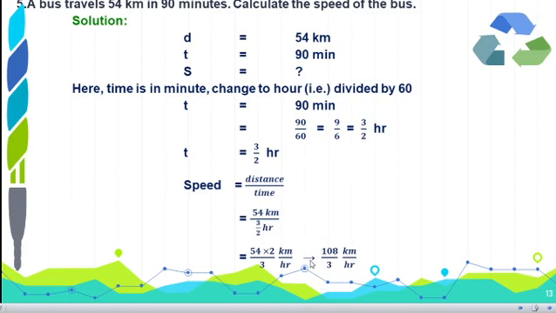Further we will divide these values. Finally we will get, 3 3s are 9, 1 is remaining. So 18, 3 6s are 18. So 108 divided by 3. Finally we will get the value 36 kilometer per hour. So this is the speed at which the bus travels.